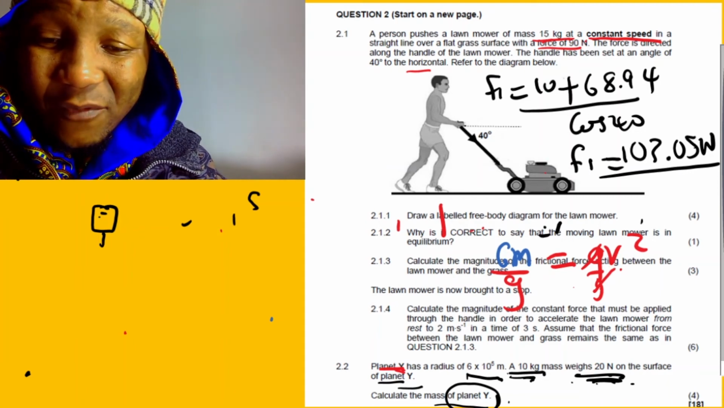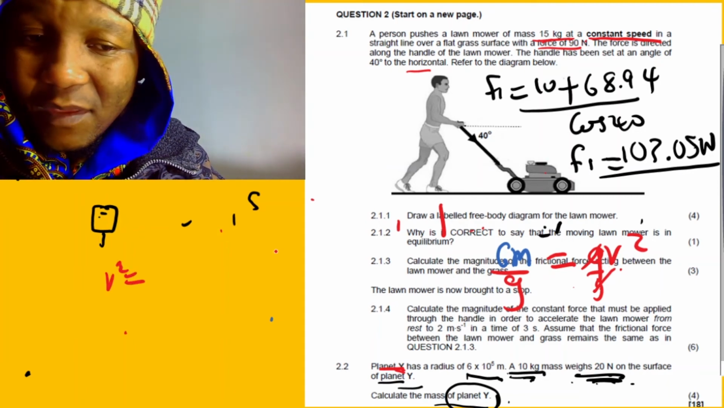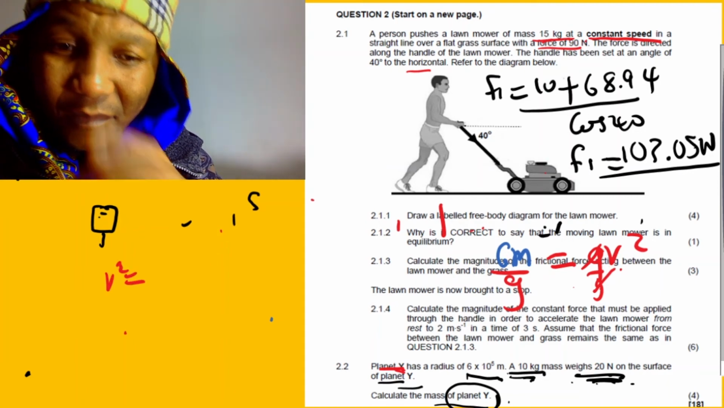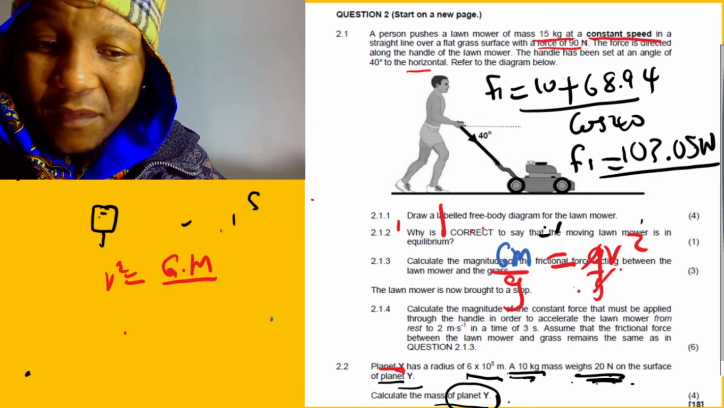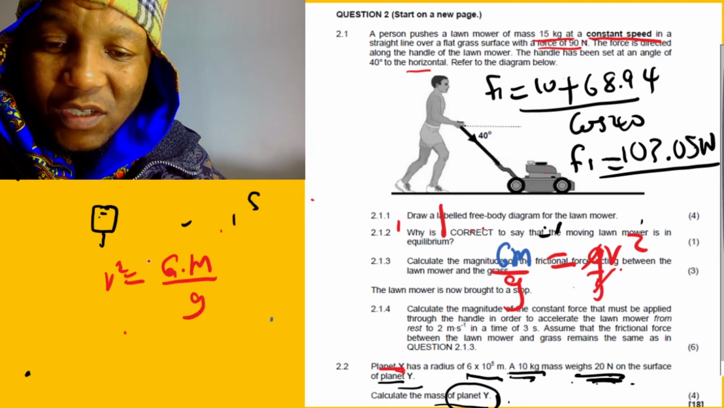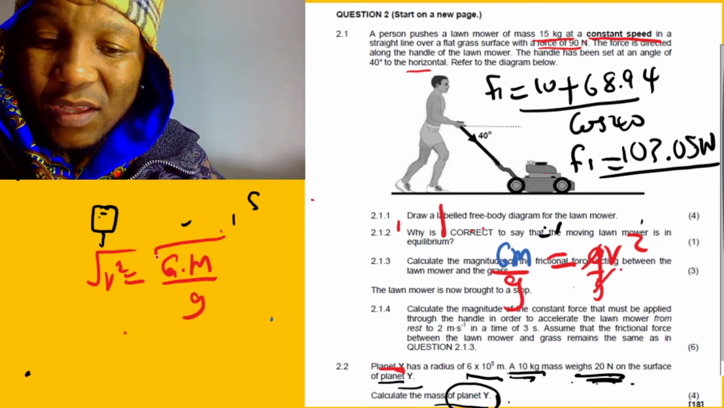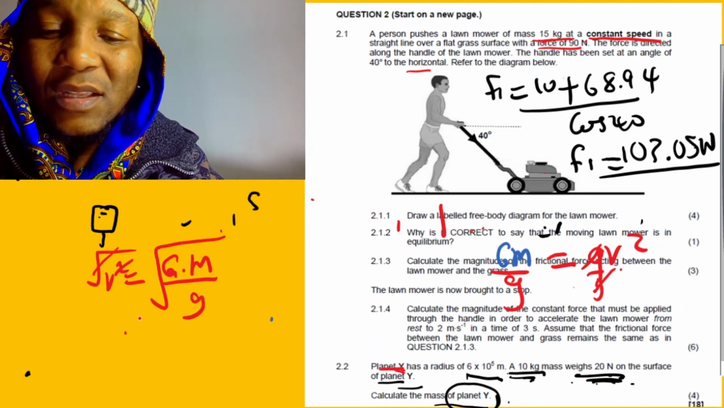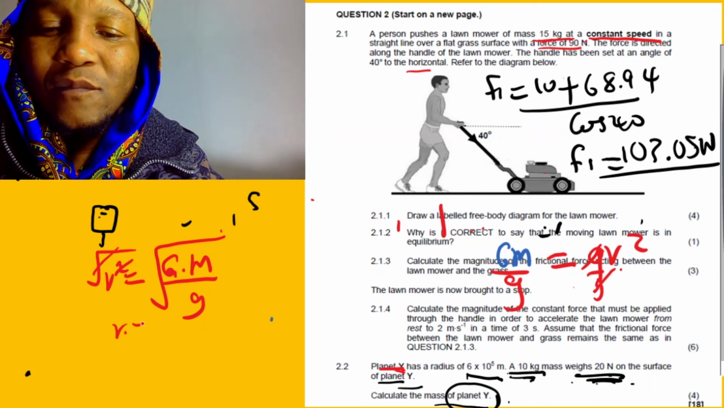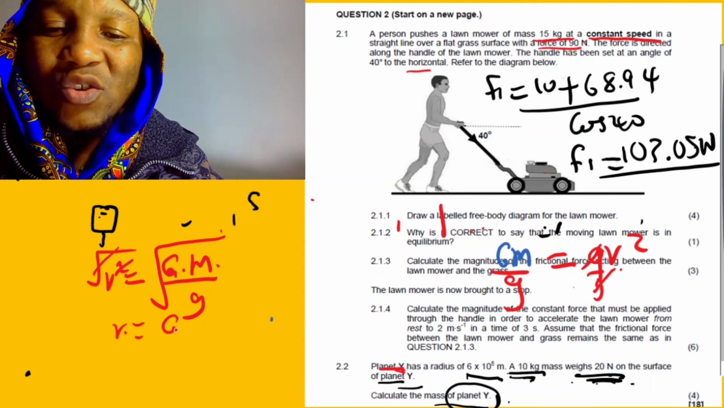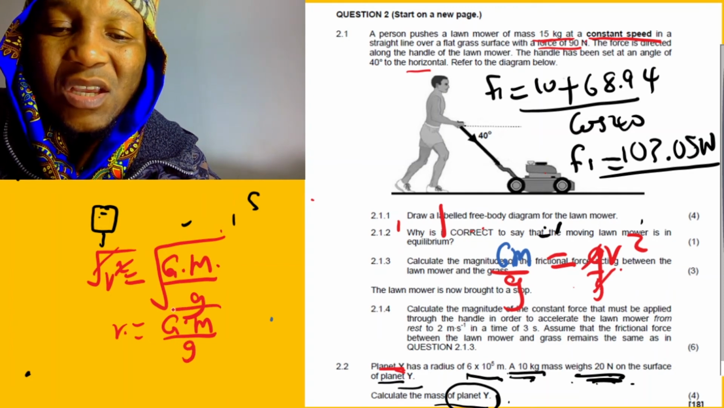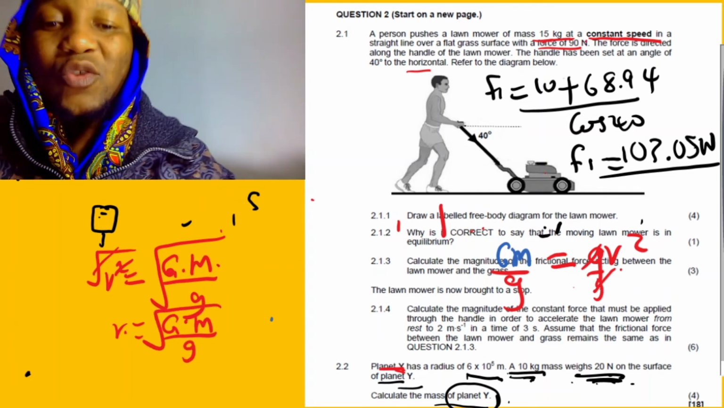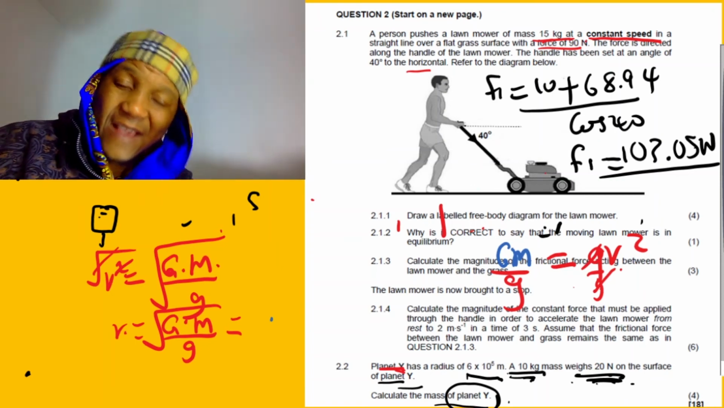And then we say we're left with R squared equal to gravitational constant times mass, divided by g. So we're gonna square root both sides, and this and this cancel. So R equals the square root of gravitational constant times mass, which we have called them, divided by g. So what we're gonna do now, we can just plug it in easy.